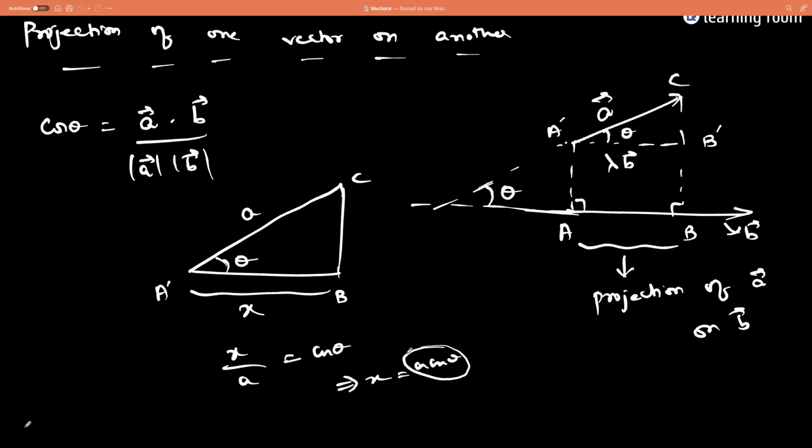So if I have cos theta is equal to A vector dot B vector by A into B, I take the A to the other side. Then what will happen? A cos theta will be equal to A vector dot B vector divided by magnitude of B vector. This is the projection. So the projection of A vector on B vector is A dot B by B. What would be the projection of B on A? A dot B by A, that's it.